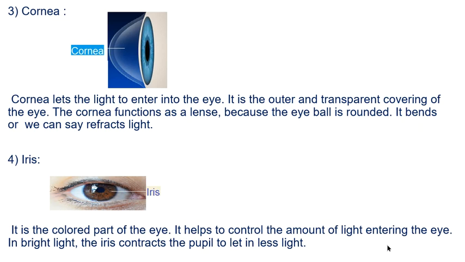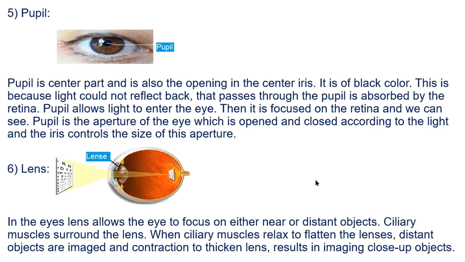Now moving forward, fifth is the pupil. The black portion inside the iris is the pupil. The pupil is the center part and it is also the opening in the center of the iris. The most central part of the iris is the pupil and it is also the center part of the eye. It is black in color.